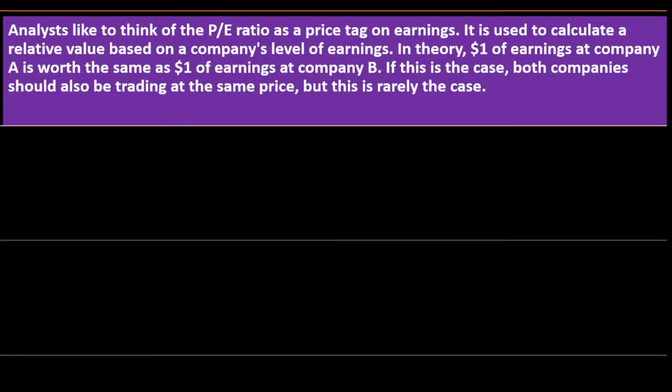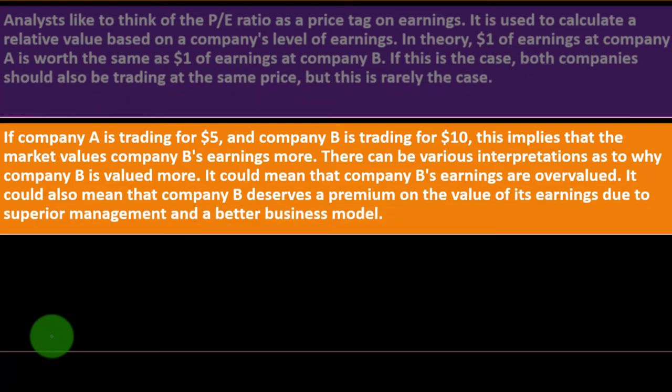So it is used to calculate a relative value based on a company's level of earnings. In theory, $1 of earnings at company A is worth the same as $1 of earnings at company B. If this is the case, both companies should also be trading at the same price, but this is rarely the case. If company A is trading for $5 and company B is trading for $10, this implies that the market values company B's earnings more.